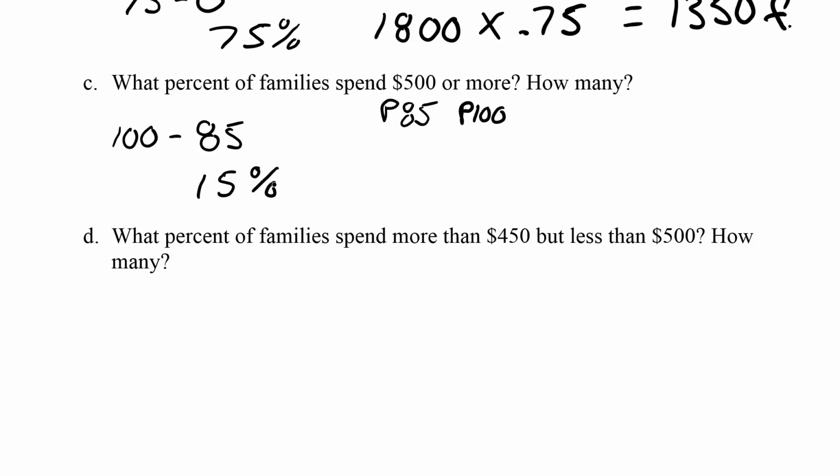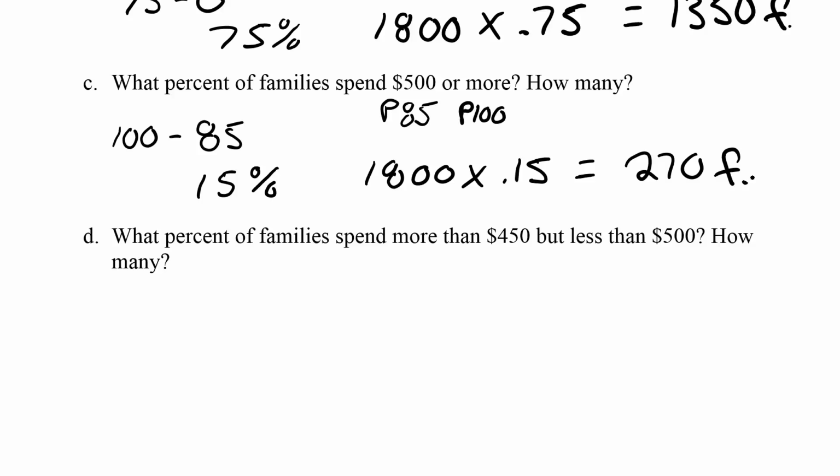Step 2, how many? Same process. My population times my percent as a decimal. 1,800 times 0.15, 270 families. So this data says that 270 families are spending more than $500.